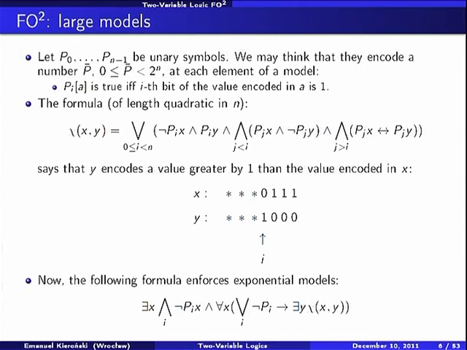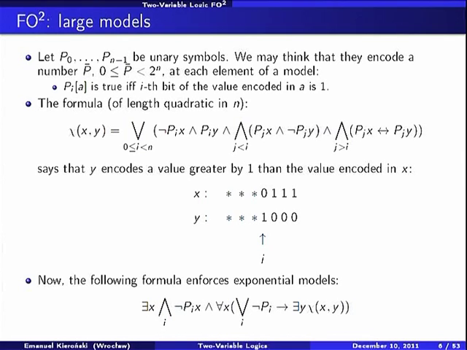let us think that we have unary predicates P0, P1, up to P(n-1). Using those predicates, we may encode numbers. Each element encodes a number from the range from 0 up to 2^n in a natural way, as a binary encoding. And having two variables, it is easy to write that an element encodes a value greater by one than another element. Here is an explicit formula. This is of quadratic length with respect to n. It just says that there is a point in which one of the elements encodes one and the other encodes zero, all positions to the right are ones in one of the elements and zeros in the other, and all the positions to the left are identical.